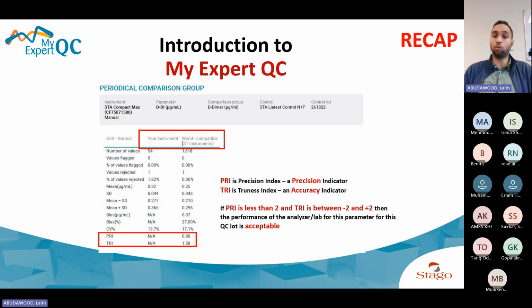TRI is acceptable between -2 to +2. PRI should be between 0 and 2. You cannot have a negative PRI. You don't have a negative standard deviation or negative CV%. That's why PRI can never be negative.